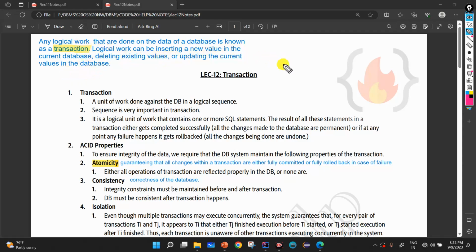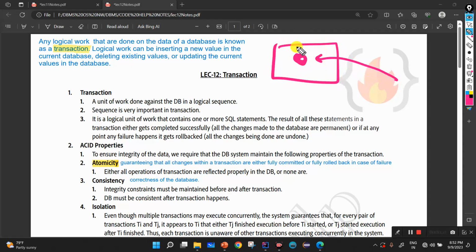Okay, so let me explain to you. Let's suppose this is our data which is inside our database. Any logical work means inserting a new value in the database, deleting an existing value in the database, updating the value in the database. These are our logical work. When you perform logical work on this data, this is known as a transaction. Okay, so this is transaction.